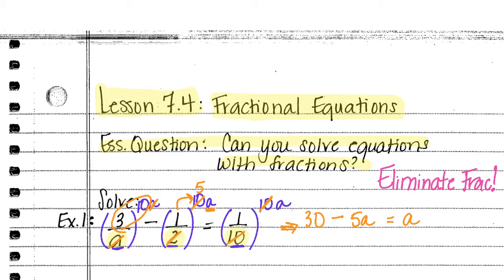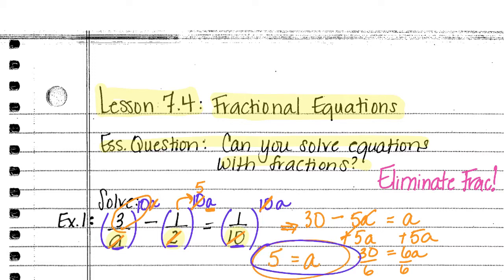And now we're just solving. So I'm going to add 5A to each side. And we get 30, because these cancel out, is equal to 6A. And when I divide each side through by 6, A is equal to 5. So my answer, A is equal to 5.